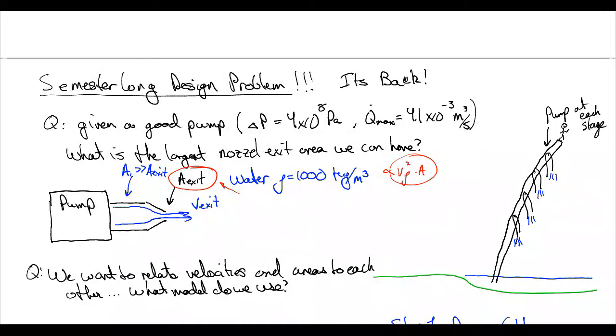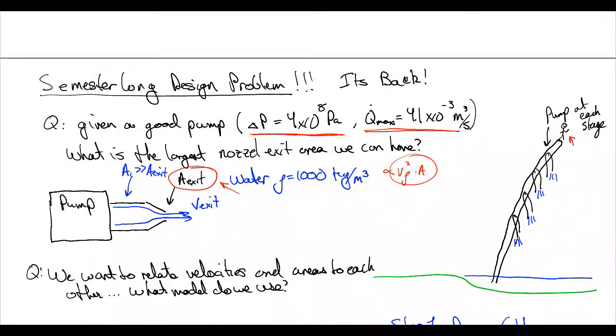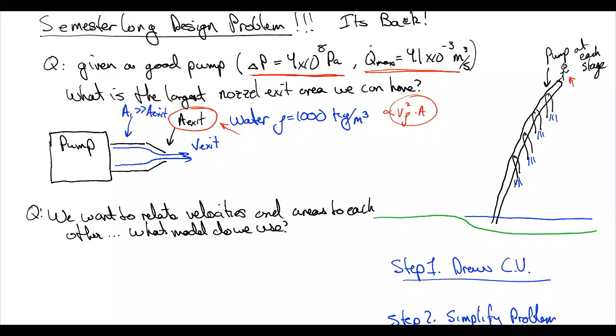So given a good pump, which has a delta P of 4 times 10 to the 8th pascals, which is quite high, and a Q dot max, a max flow rate of 4.1 times 10 to the negative third meters cubed per second. And these are the stats on a water jet cutter, a pump used for water jet cutting. Again, a great YouTube dive if you have some free time. Great. So, what is the largest nozzle exit we can use? Well, let's step through this and figure it out.